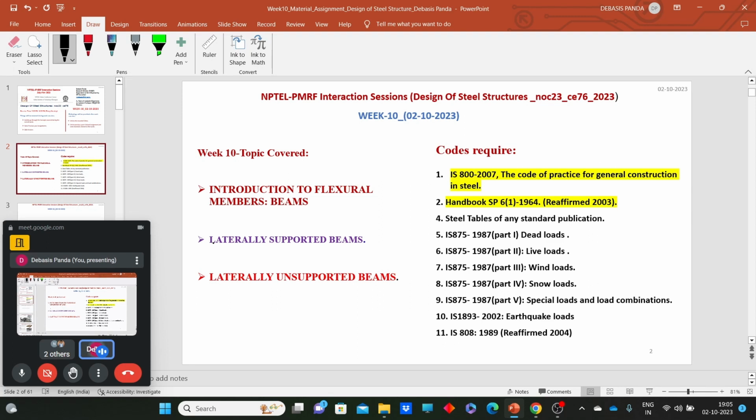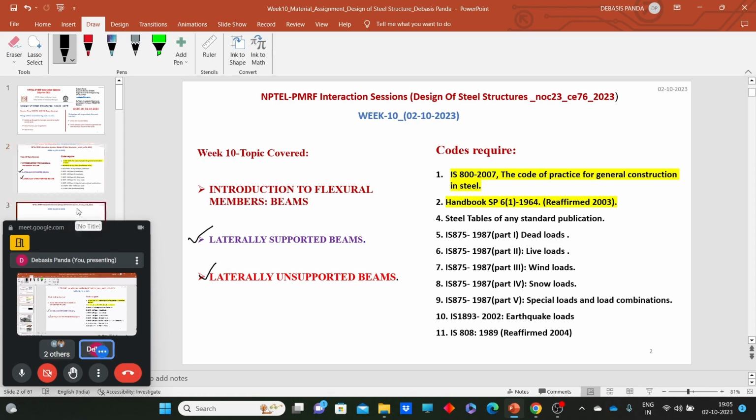Then we will move to laterally supported beams, where we will learn how to calculate the design strength of laterally supported beams and how to design them. Then we will spend some time on laterally unsupported beams. Lastly, we will solve previous year examples.